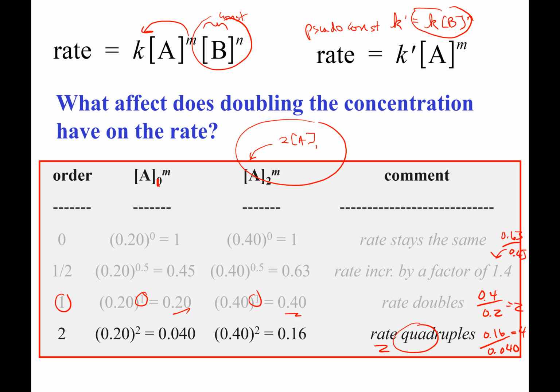Anyway, all right. So like I said, the ones I want to emphasize are 0, first, and second. We're going to actually see some data here in a minute. And it's called by inspection. Just by inspection, we can look at what influence doubling the concentration has on the reaction rate.